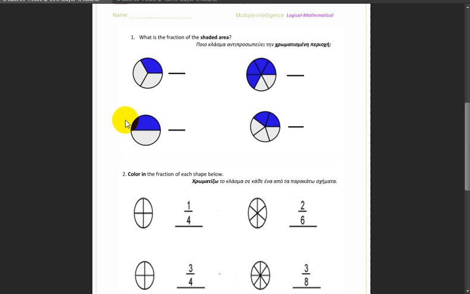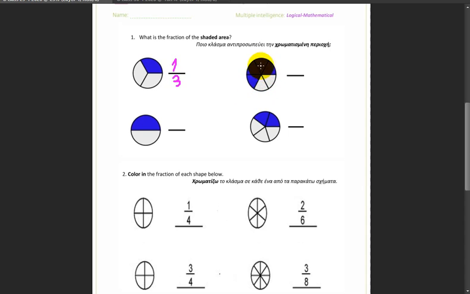This is your Wednesday worksheet and we'll read problem number 1. It says what is the fraction of the shaded area? So basically what fraction of the shape is colored. We see here that it's 1 out of 3 pieces. So that means we need to write 1 third, since it's 1 out of 3.